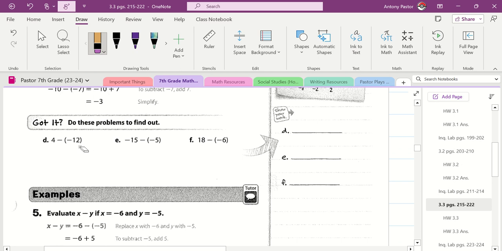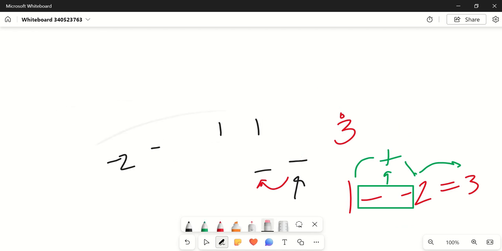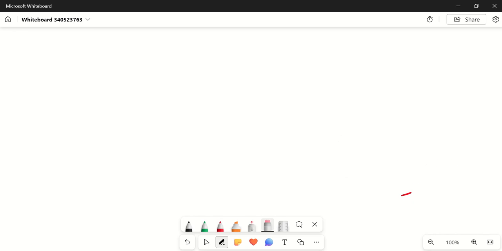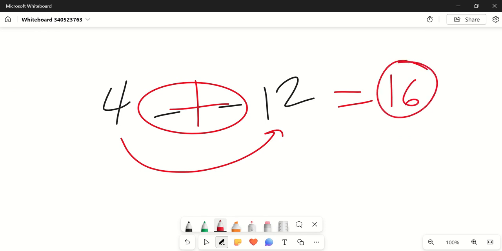Let's do these got it problems. 4 minus negative 12. We are subtracting a negative, so this will actually become 4 plus 12. Let's get this board erased. 4 minus negative 12. Again, these two converge into an addition symbol. 4 plus 12 will equal 16. My answer is 16.